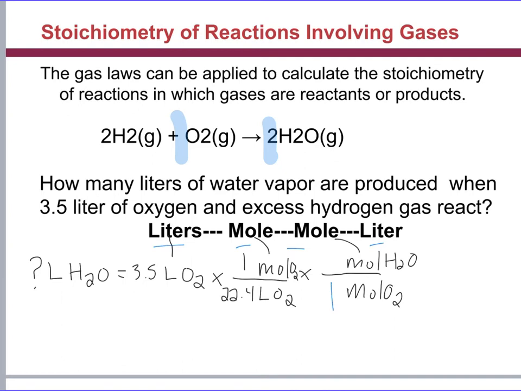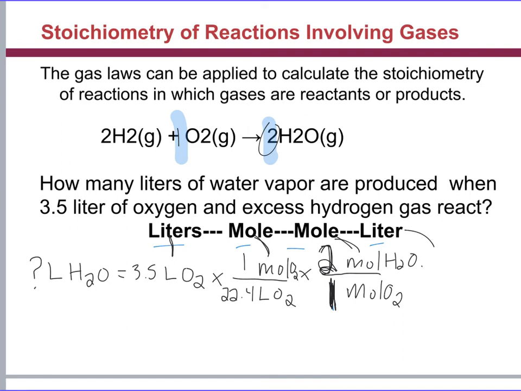So it looks like we've got a ratio. In front of oxygen it's 1 mole of oxygen. 1 mole of oxygen is equivalent to 2 moles of water. So we got a 2-to-1 ratio there. Remember, this 1 came from there being a 1 there, and this 2, of course, comes from that 2. So look, liters, moles to moles.